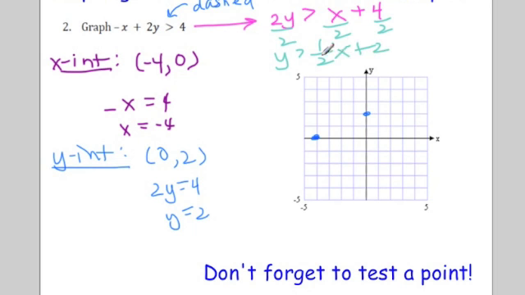So my slope for this one is 1/2. I would start at my y-intercept at 2, go up 1 over 2, up 1 over 2, or down 1 to the left 2, down 1 to the left 2. So either way works. As you can see, you'll still get a line. And then we're going to do a dashed line.